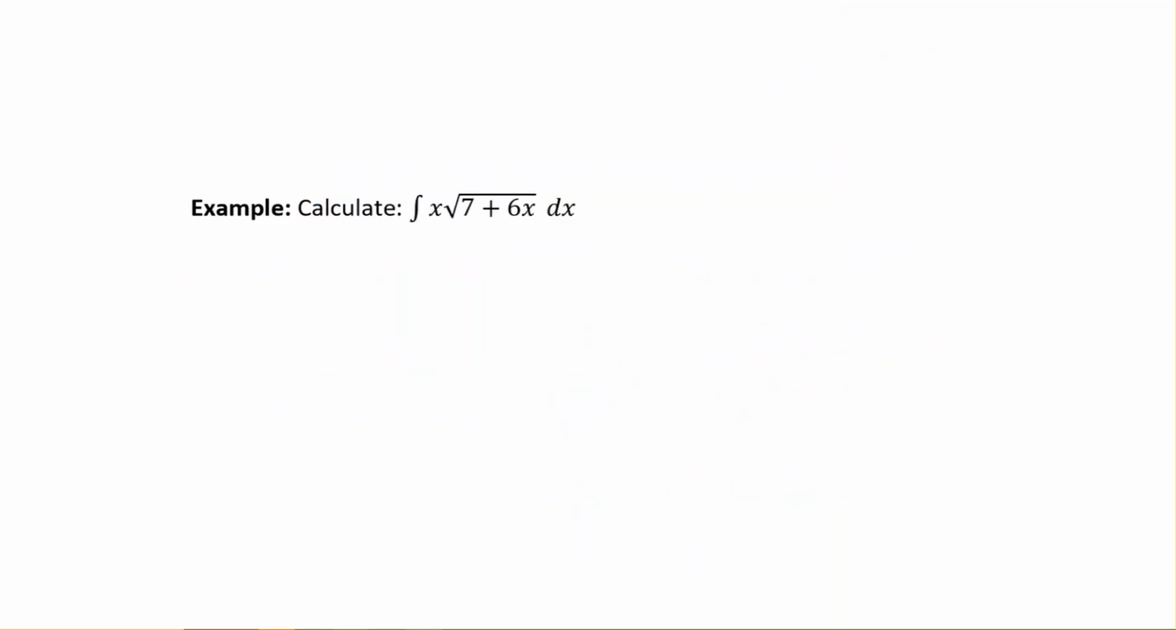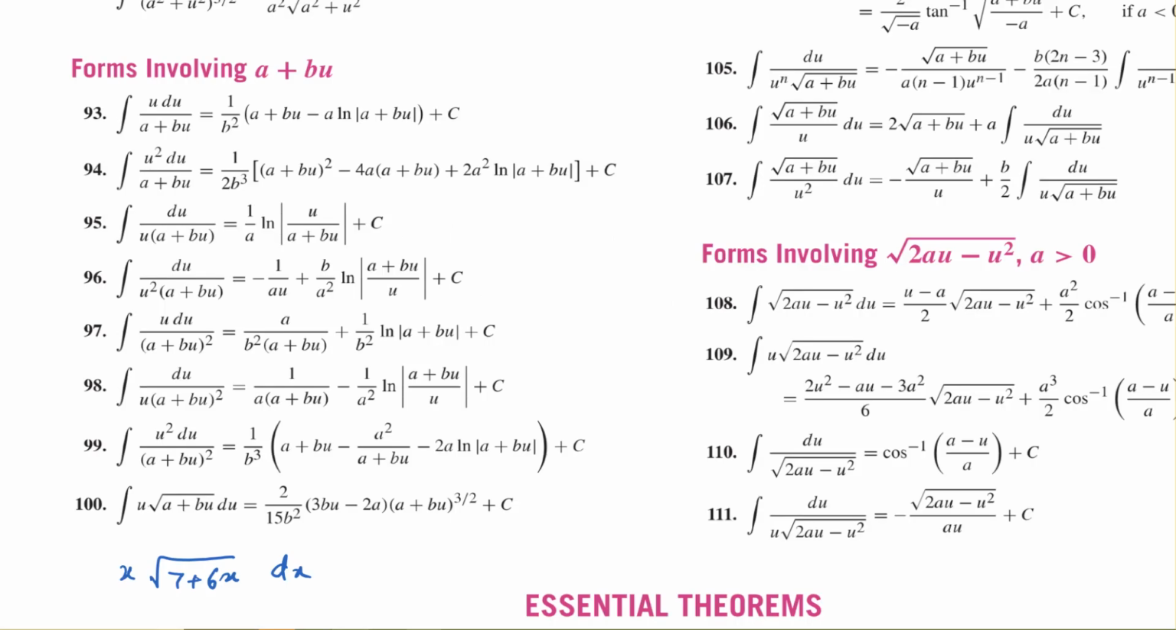Here we have: calculate the integral of x square root of 7 plus 6x dx. And we haven't learned any method that can help us to solve this integral. So let's just take a look at the table. If I take a look at the table, I notice that this integral is of the form of formula number 100, the integral of u square root of a plus bu du. So it's given by this formula, and we're going to use formula number 100 here.